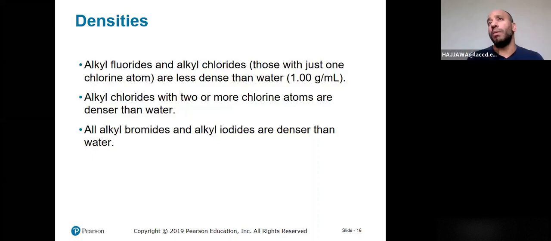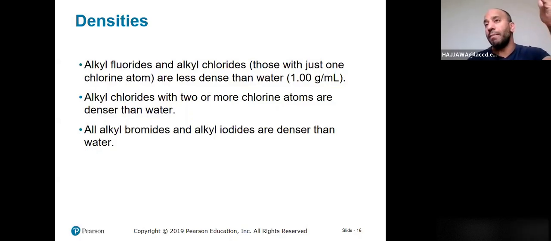Meaning, if you use methylene chloride and water to do extraction, you will find the methylene chloride layer at the bottom while the water layer is on the top. Why is that? The density of methylene chloride is higher than the density of water. Alkyl bromides and alkyl iodides usually are denser than water due to the atomic size of those halides.